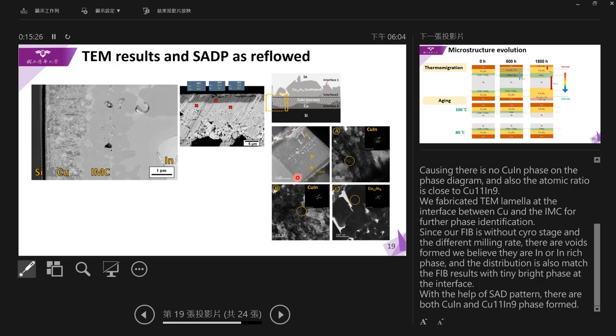Since our FIB is without a cryo stage and there are different melting rates between pure indium and the IMC, voids formed in our TEM samples, and we believe they may be indium or an indium-rich phase. And this void distribution also matches the FIB result here with some bright phase. With the help of SAD pattern, we can determine that there are both CuIn phase and Cu11In9 phase in the IMC after the reflow process.